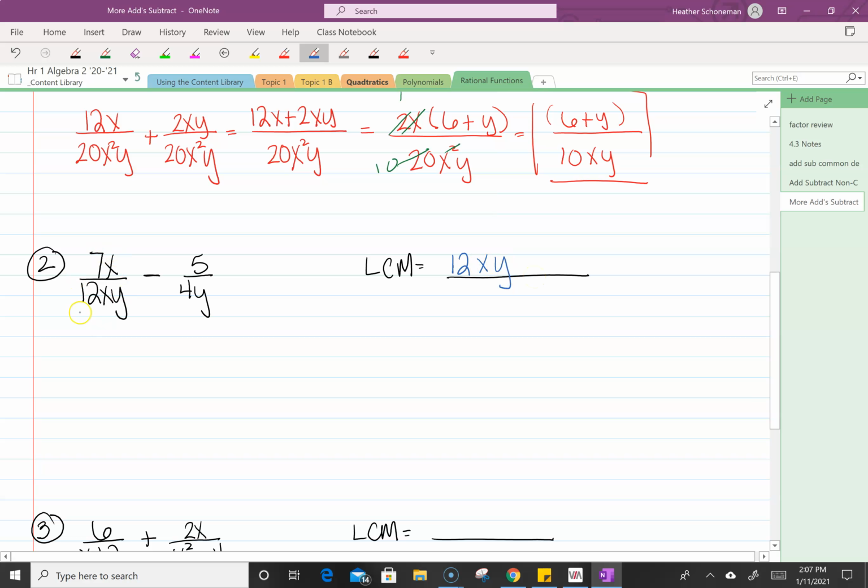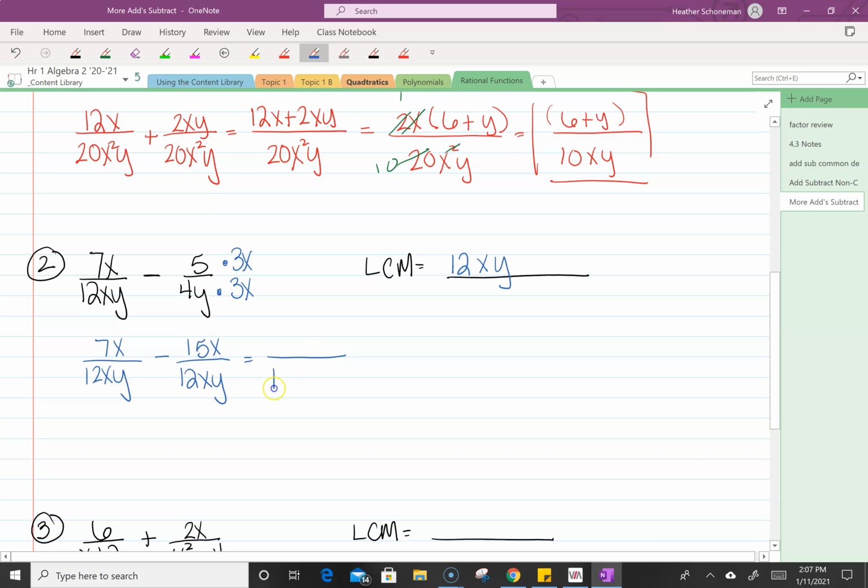So my fraction on the left, that is my least common multiple. I don't need to change it. But the one on the right, I need to change it. To be able to make it be 12xy, I need to multiply it by 3x. So my top is going to be 7x. The bottom is going to be 12xy. Minus over here, 5 times 3 is 15x, and on the bottom I'm going to have 12xy.